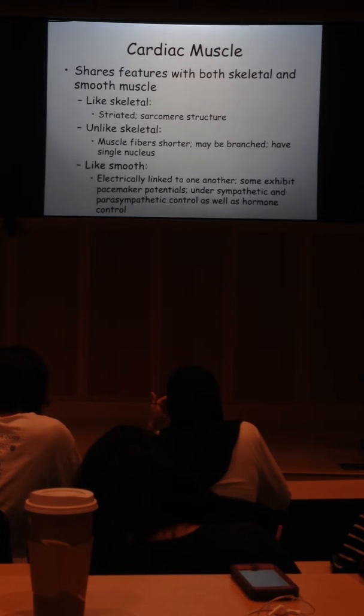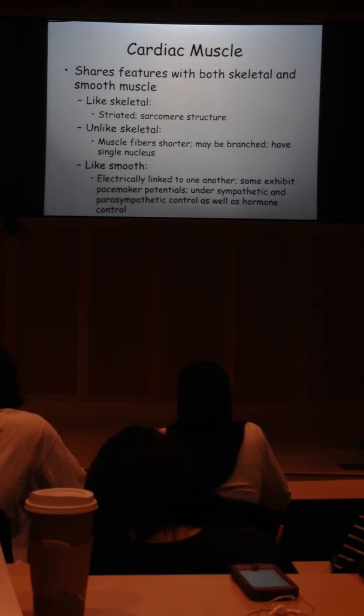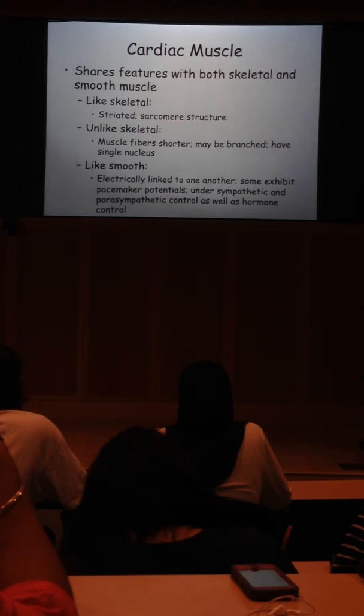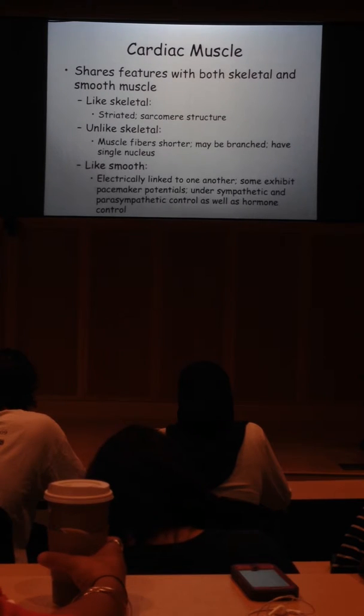The differences: it's striated, it has a sarcomere structure. However, the fibers, the cells, are much shorter. They can be branched and have a single nucleus, but like smooth muscle, they can be electrically linked. I mentioned that smooth muscles are diverse. Some of them are electrically linked by gap junctions, some are not. Your book is presenting it as a fact that this is always the case. The answer is that it's not always the case. Some smooth muscles will be electrically coupled, some may not be.